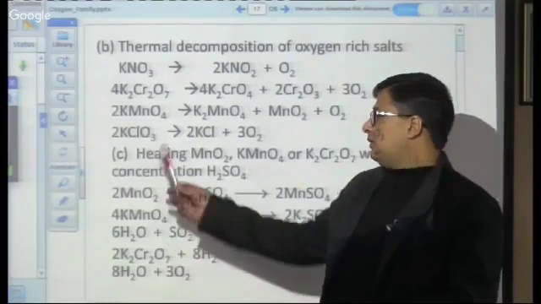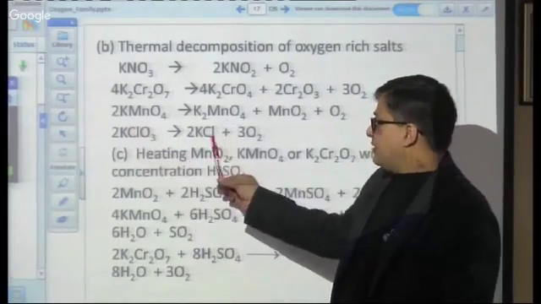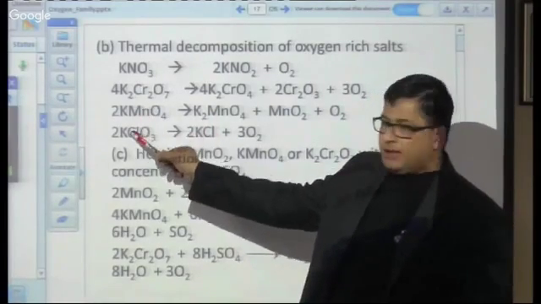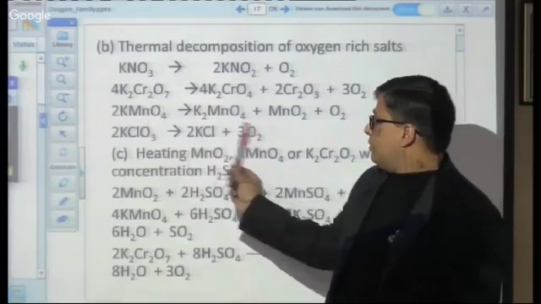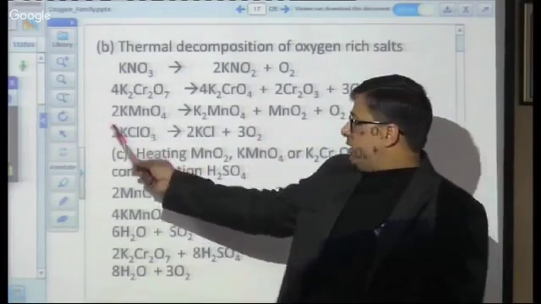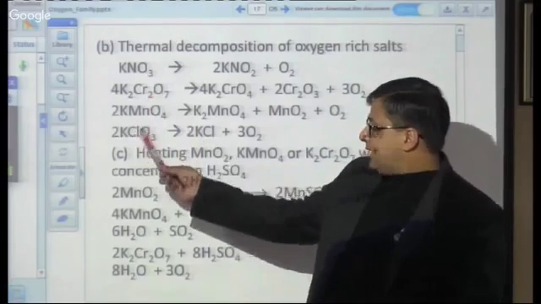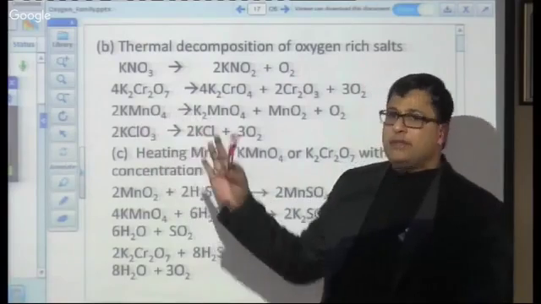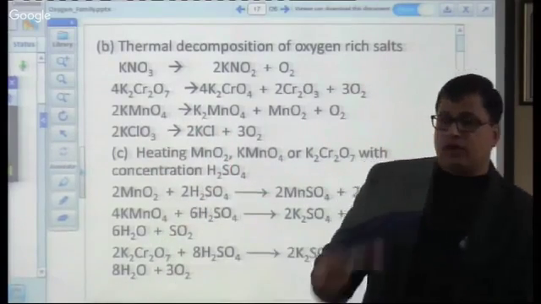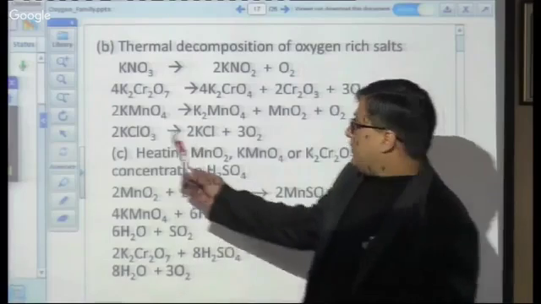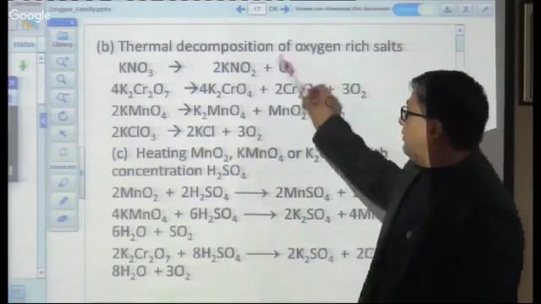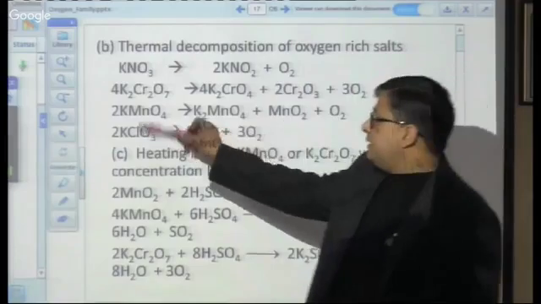The oxidation state of chlorine in KCl is -1. So from +5 to -1, chlorine accepts 6 electrons, whereas oxygen goes from -2 to 0 and loses 6 electrons. So chlorine is gaining 6 electrons and oxygen loses 6 electrons. So gain 6, loss 6, the N factor will be 6. If both gain 6 electrons, the N factor will be 12. So this is perfectly a self-redox reaction, in which chlorine accepts the electrons and oxygen loses the electrons. These are the methods of preparation of oxygen when we are simply heating these oxides.